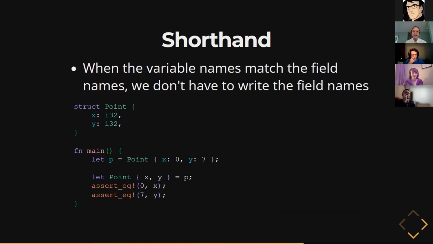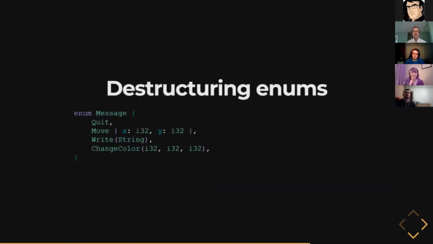There's this shorthand where if we name the x thing x and the y thing y, then we don't have to write x colon x. We can just write x. So this does the same thing with the shorthand notation, which is quite common and idiomatic. You'll see that in a lot of code if you read other people's code.